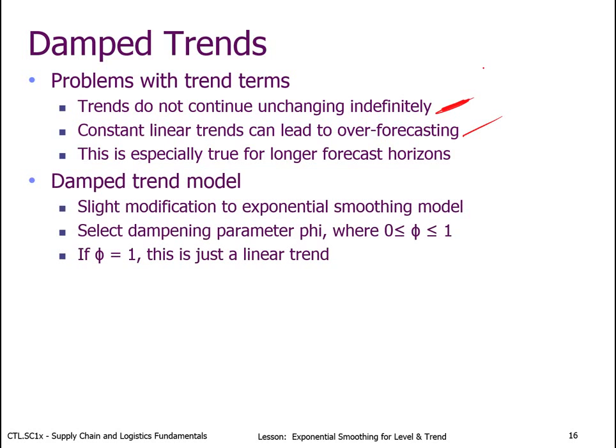So what the damped trend model does, it says, you know what? There's going to be a little bit of dampening to it. It's a slight modification to the exponential smoothing model, and we're introducing yet another parameter, and we're going to call this one phi, and it's going to be between 0 and 1. And if it's equal to 1, then this means it's just a linear trend. And let me show you what we mean here.